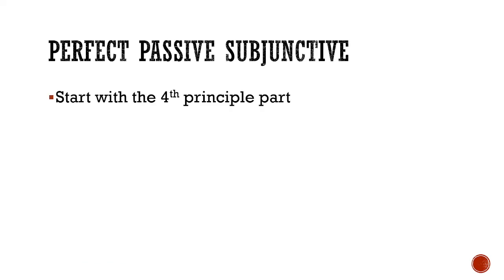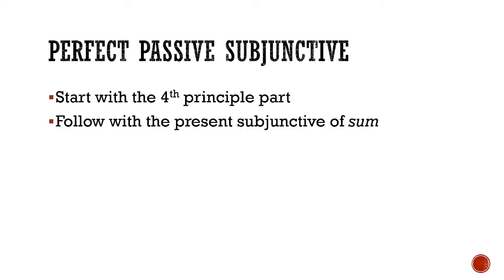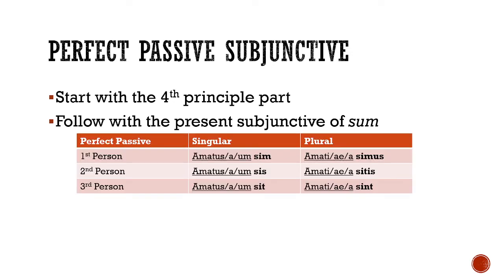And for the passive subjunctive, like any perfect tense subjunctive, we are going to use the fourth principal part as our starting point. And then we're going to follow with the present subjunctive of sum. That's how we can tell that this is a subjunctive verb versus an indicative verb. So here's an example of what that might look like using our verb amo again.